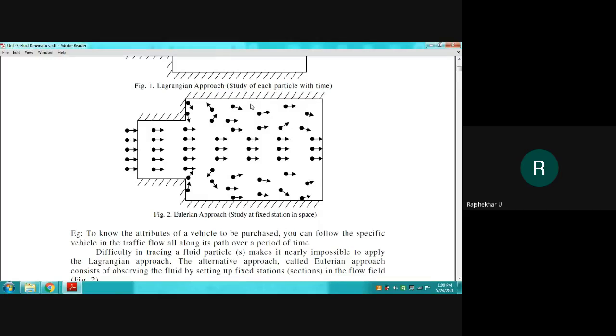So here in the Lagrangian approach, the particle is followed everywhere. But here we are considering a cross section, or one plane. There we are measuring the fluid particles which are entering that cross section. That is the main difference.